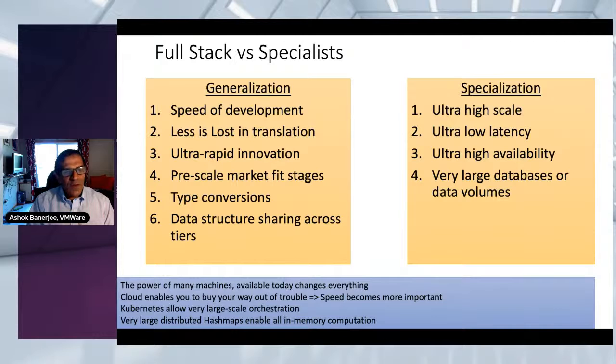When you can do everything in memory, ultra low latency is just a dollar amount away, because you can put the entire data structure, entire data in memory, rather than it being impossible. So cloud, serverless, some of these trends take care of some of the specialization, making the power of generalization and speed even more important. Let's move forward.